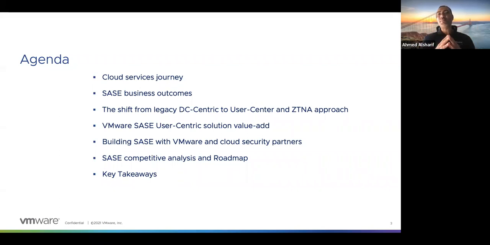A lot of buzzword about zero trust network access. We're going to explain that as well. And then we're going to talk about why the VMware solution is very unique in terms of providing full-blown SASE and zero trust network access and the value add that we have. And then I'll talk about how we can work with the partners, with the security partners, in case the customer would like to use somebody else's solution for the security and SD-WAN from VMware. And then I'll talk about some of the roadmap and some of the takeaways.